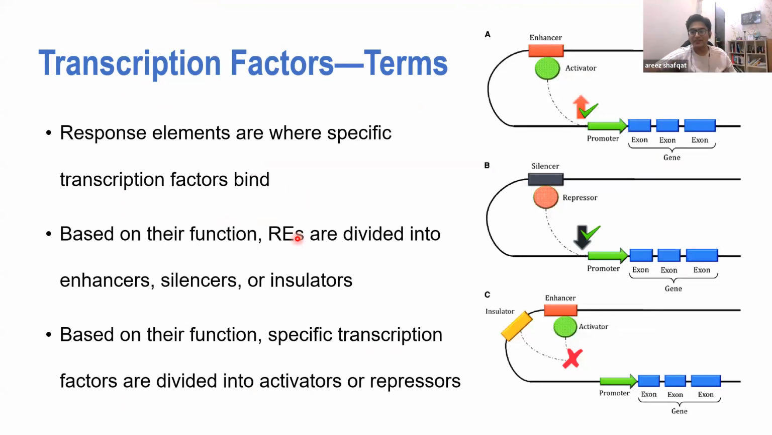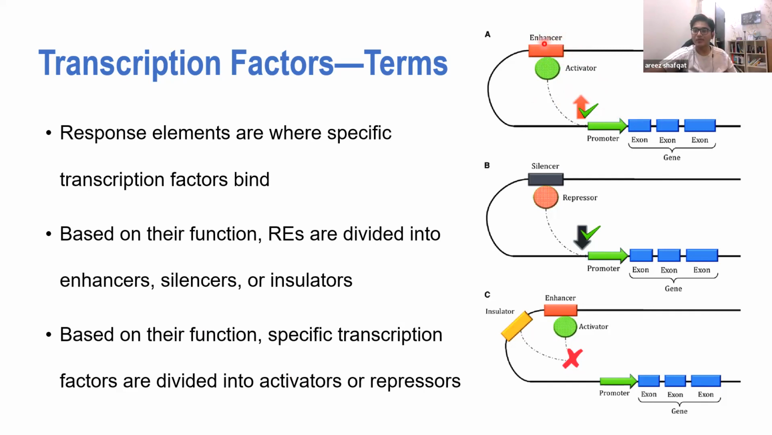Based on their function, you have response elements as an umbrella term, right? Response elements are divided into enhancers if they increase transcription. If they decrease transcription, they're called silencers. And based on their function, specific transcription factors are divided into activators. If specific transcription factors bind to enhancers, they're called activators. If specific transcription factors bind to silencers, they're called repressors, all right? So this is what you need to know here.